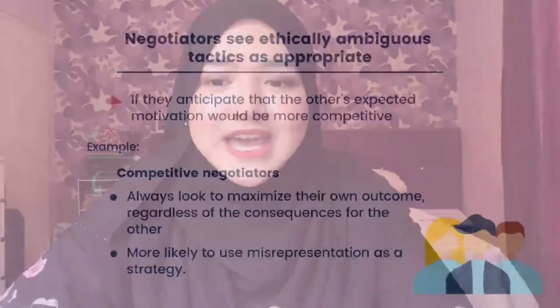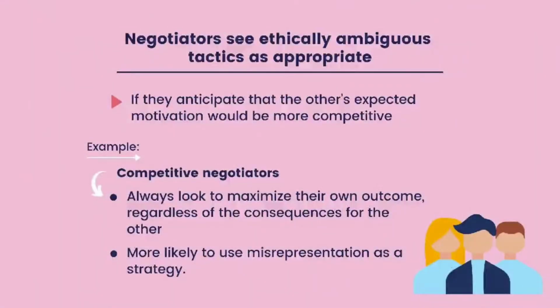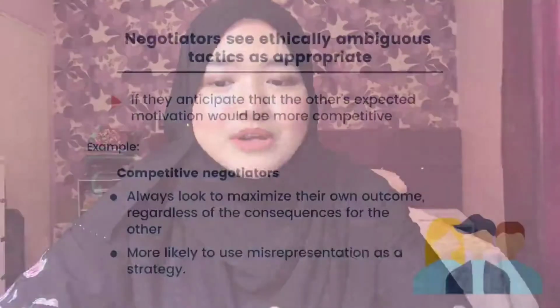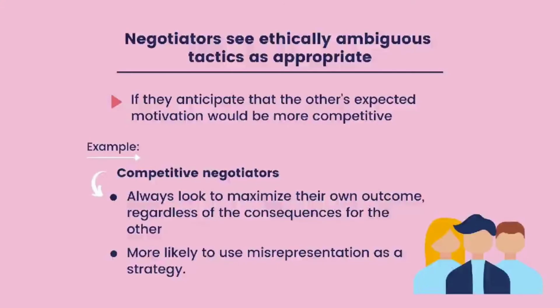The second motive is that negotiators see ethically ambiguous tactics as appropriate to use. If they anticipate that the other's suspected motivation will be more competitive, for example, if negotiators are competitive towards each other, they will always look to maximize their own outcomes, regardless of the consequences for the other party. And they are more likely to use misrepresentation as a strategy to win the negotiation.